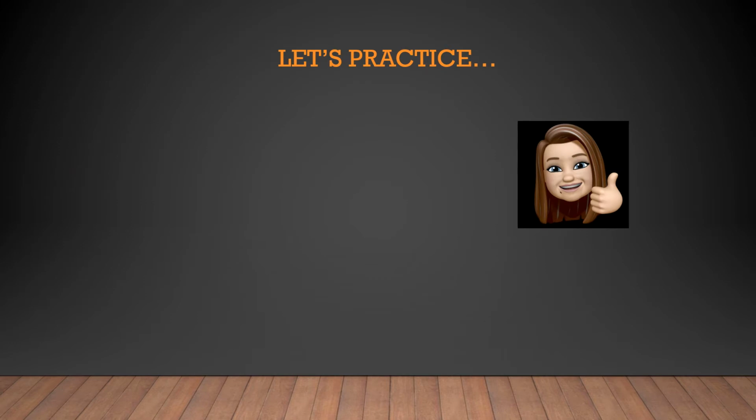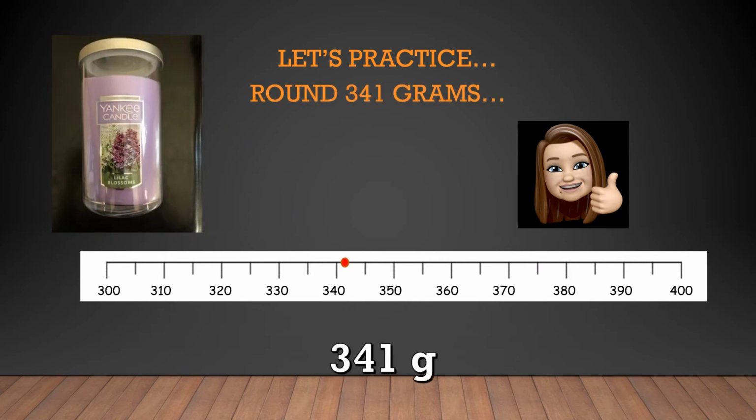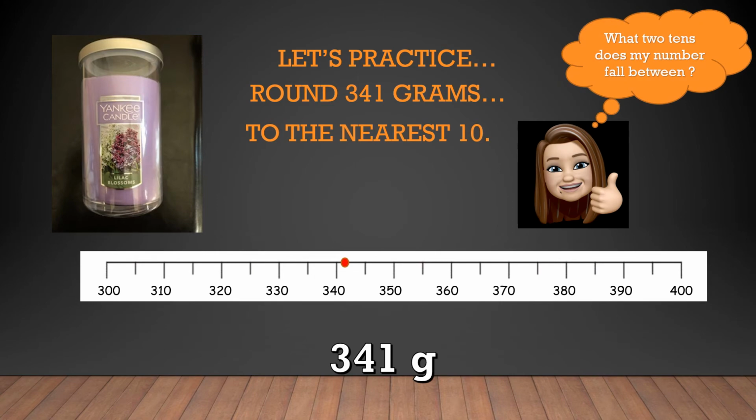So let's practice using our understanding of capacity and mass. We have a number line here, 300 to 400, in multiples of 10. We're going to take the mass of a candle, which is 341 grams, and use that to round to the closest 10 and the closest 100. When we start to round to the closest 10, we look at the two tens that the number falls between. That's our first question.